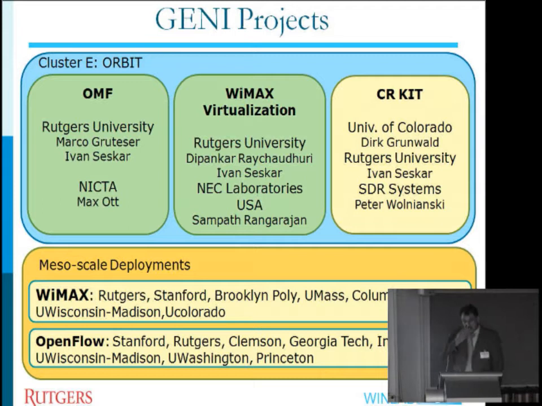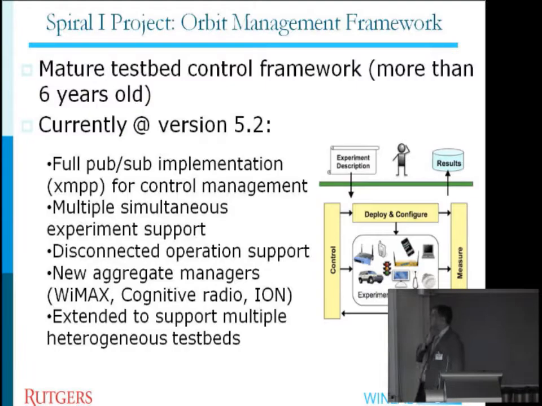So, a Spiral 1 project, and one that sort of came out of the orbit world, is the Orbit Management Framework. As the previous slide suggested, it's what's known as Cluster E in GENI, and essentially Cluster E is created around the Orbit framework, which is the framework for management of wireless testbeds. As you know, Orbit is about 5 years old now, and the framework itself is 6 years old, right? We first started doing the framework and deployed it after a year of work. And currently we are at version 5.2.